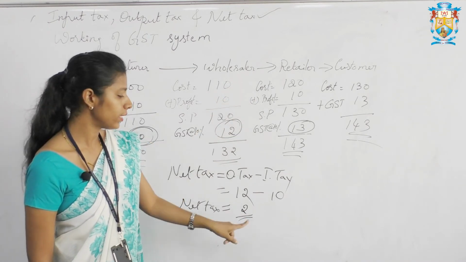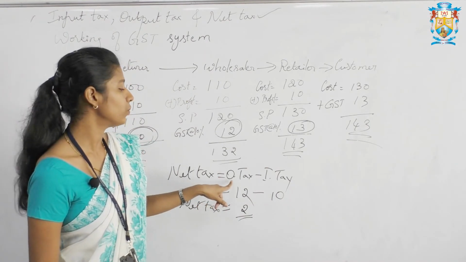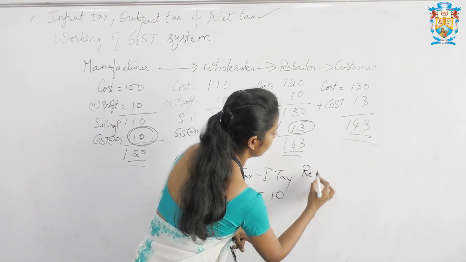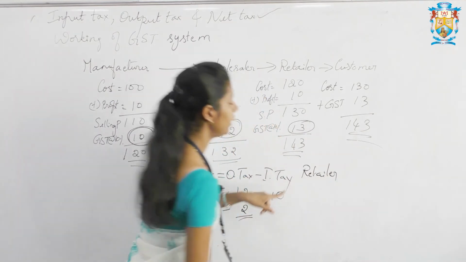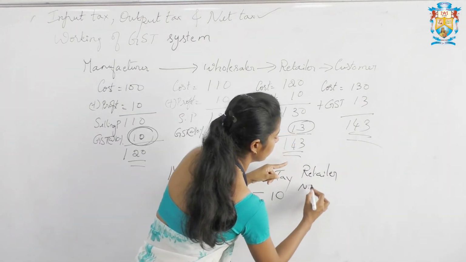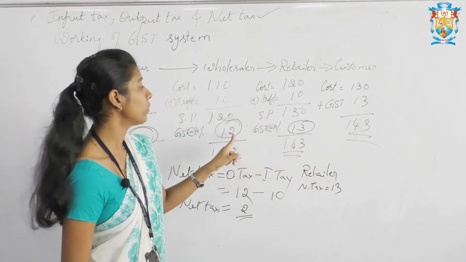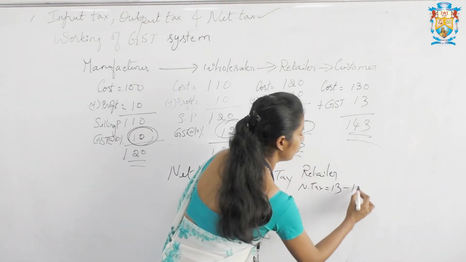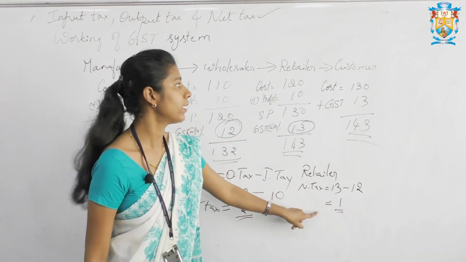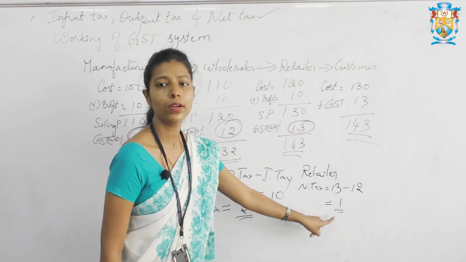Now coming to the retailer. Again taking the same formula, net tax is equal to output tax minus input tax. For the retailer, the output tax is 13 and he paid input tax to the wholesaler, that is 12. So this 1 will become the net tax for the retailer. So here only 1 he is going to pay to the government.